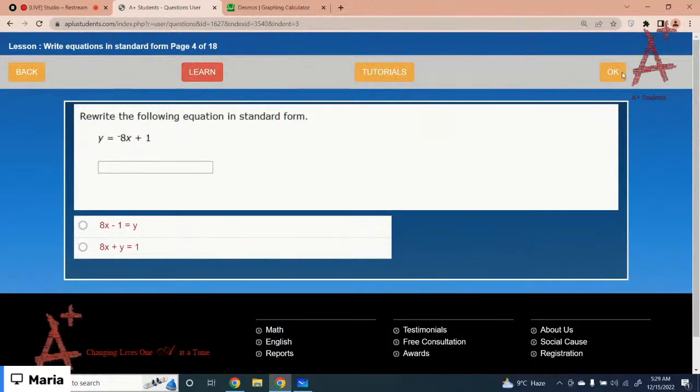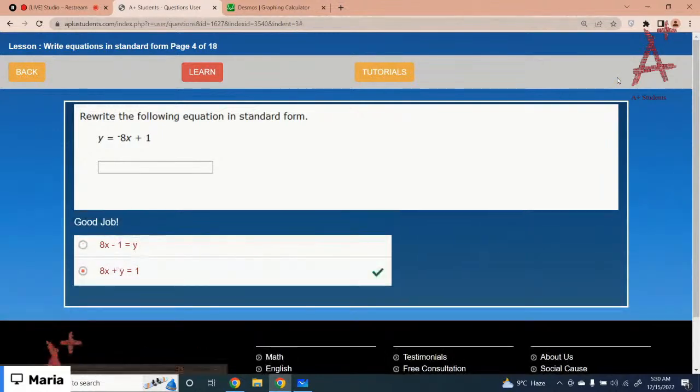Okay, y equals negative 8x plus 1. So which is the correct option? X and y must be on the same side. So it would be 8x plus y equals 1. Got it? So select the correct option, then click on the OK button.